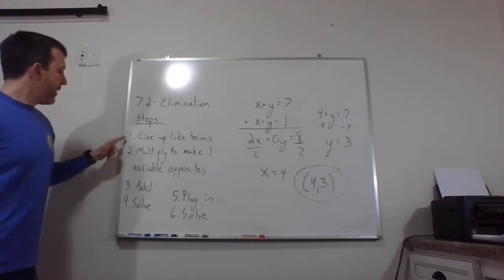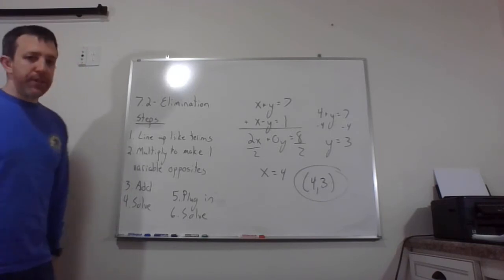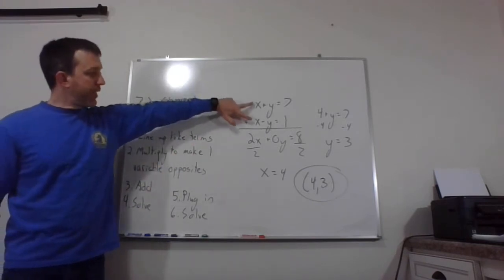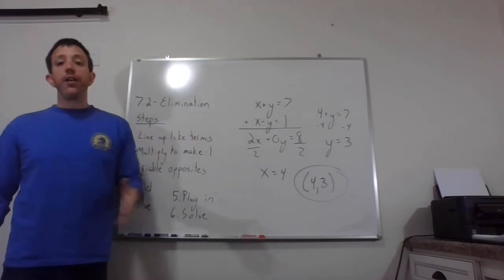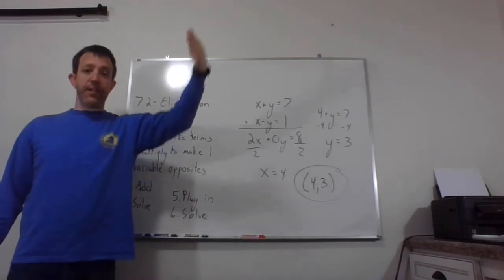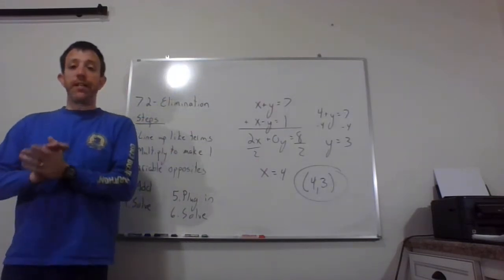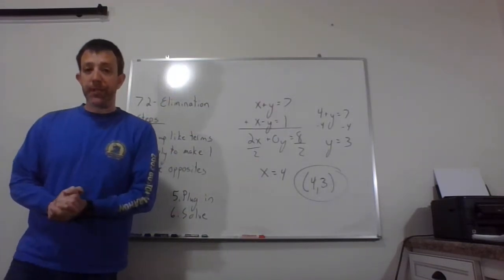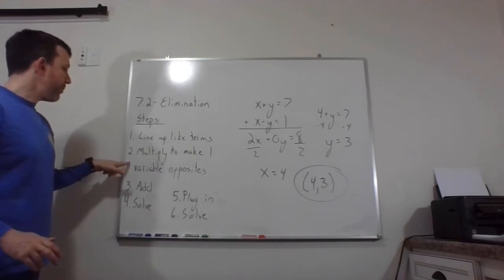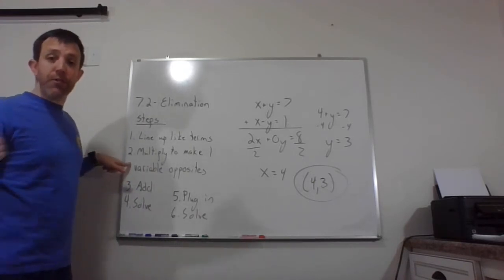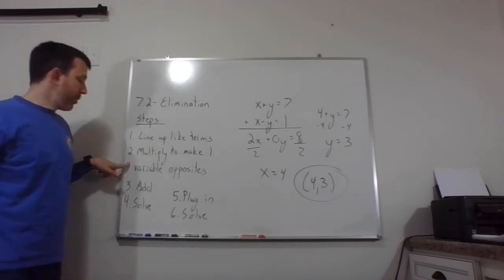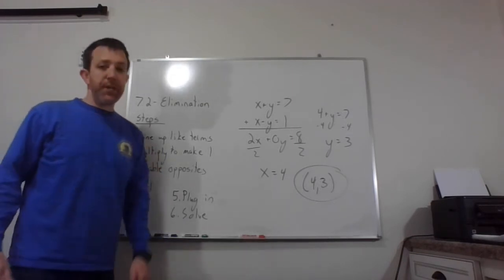But here we go. Step 1, we're going to want to line up like terms. So we're going to be looking at systems of equations where we have two equations. You want your x's, your y's, and your just plain numbers all to be lined up. That's going to be the first thing we need. Step 2, we need to multiply, and it's going to be either one equation or both equations, and we'll look at examples of both, to make one variable be opposites.